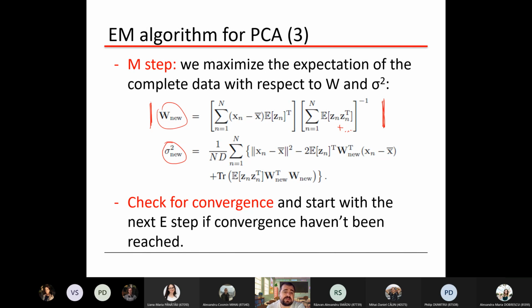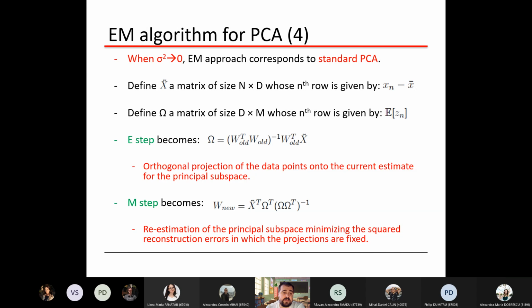So first we estimate these expectations, then we maximize with respect to W and sigma square to get new values for W and sigma square. Then we check for convergence, and if it didn't converge, then we start all over with the next expectation step and maximization step. If sigma square tends to 0, then the EM approach corresponds to standard PCA.